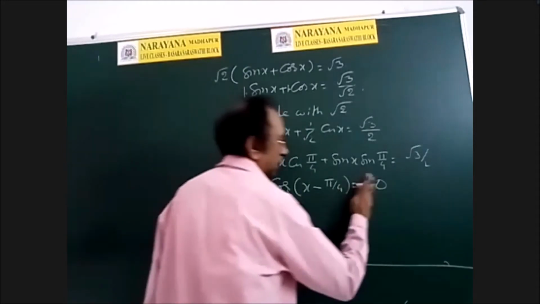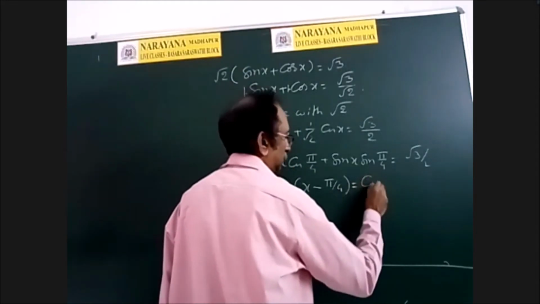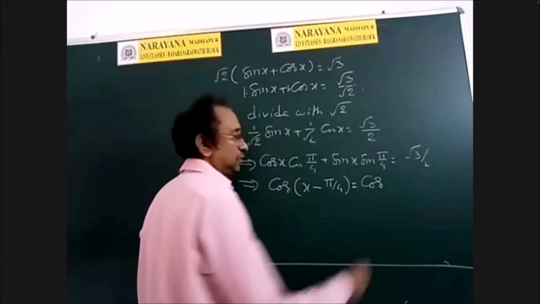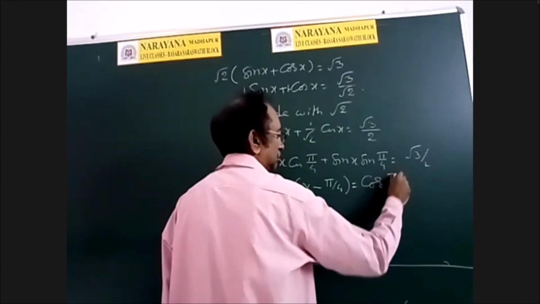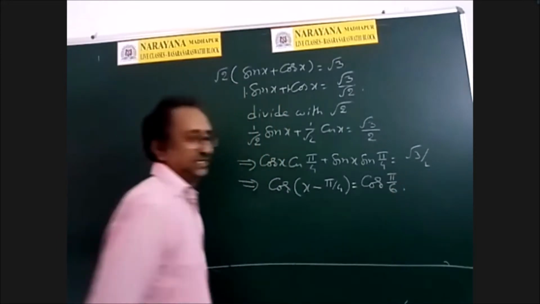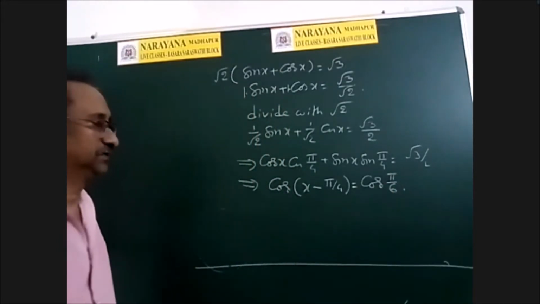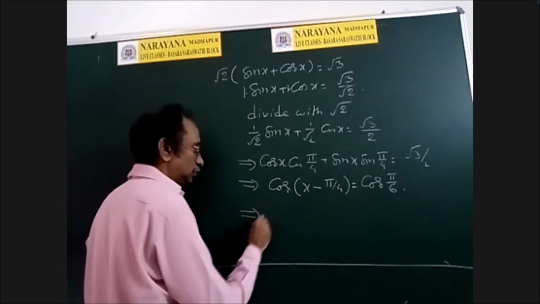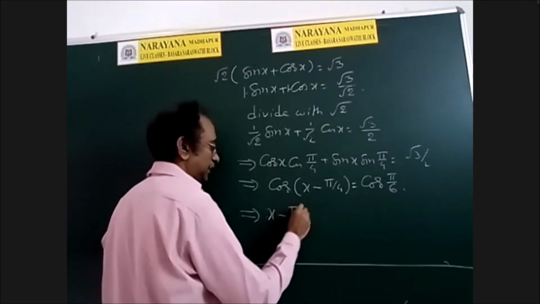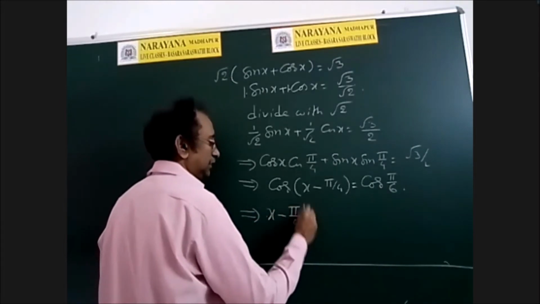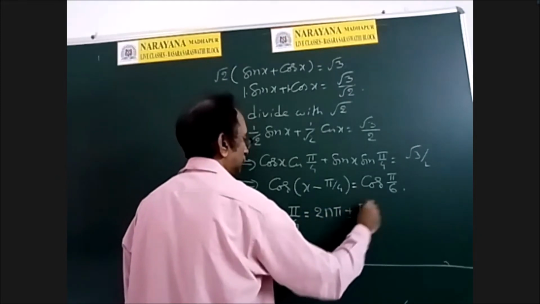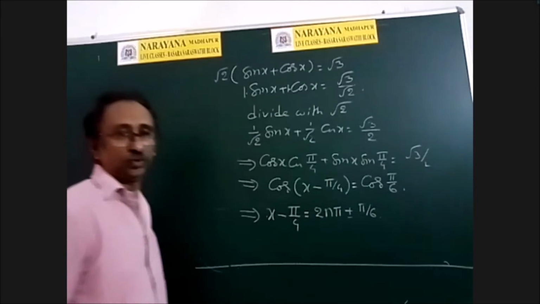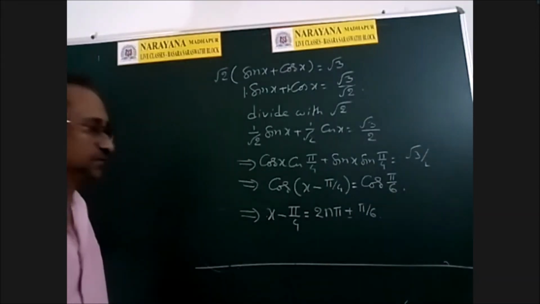But here, root 3 by 2, you know one cos value. What is that principal cos value? So cos theta is root 3 by 2 means theta is pi by 6. So it is cos pi by 6. And now write the general solution. X minus pi by 4 is equal to 2n pi plus or minus pi by 6.